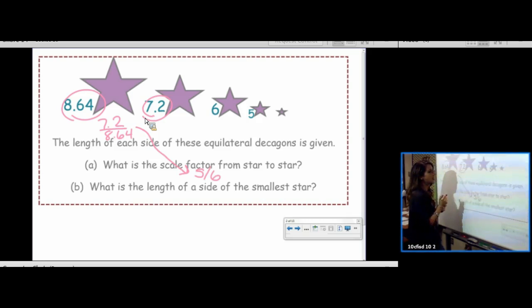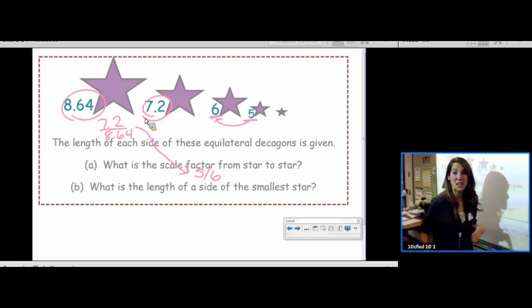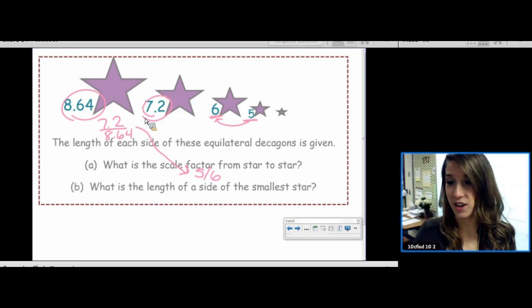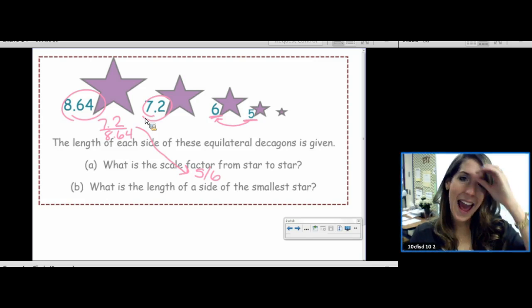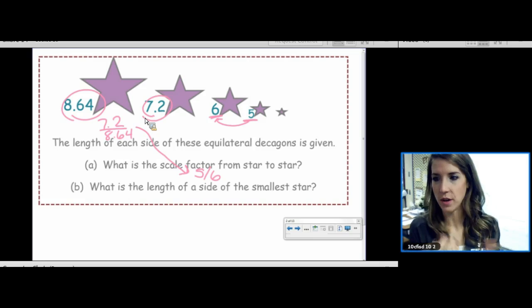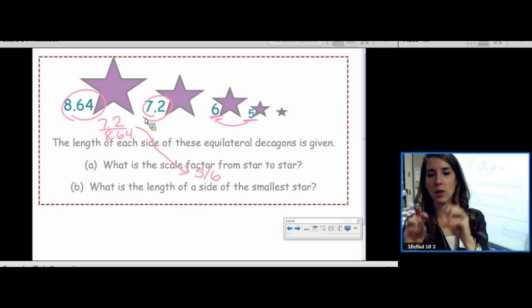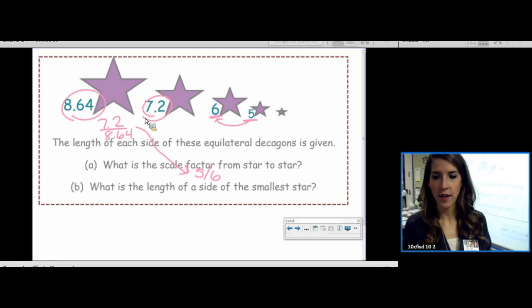Because if you notice, you could have just taken this one and put it over this one, and you would have had 5/6 right away without touching your calculator, right? So you can take any of the second ones and put them over their first ones. You know what I mean? As long as you're going backwards when you do that. So the scale factor is 5/6. That means that this star is getting incrementally smaller by a scale factor of 5/6.